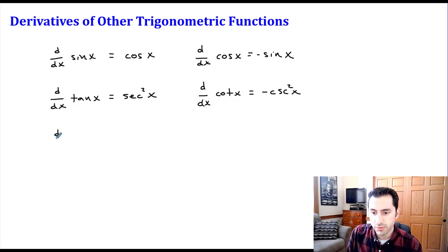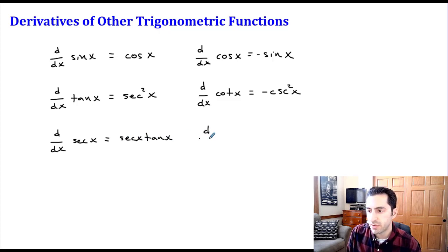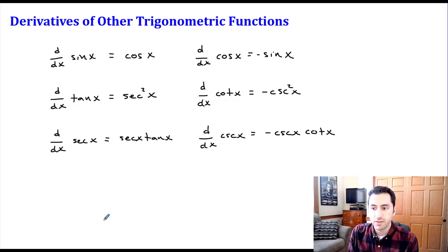And our last two: the derivative of secant of x, so secant is equal to 1 over cosine, is going to be equal to the secant of x times the tangent of x. And the last one, the derivative of cosecant of x, we end up with negative cosecant of x cotangent of x. So taking a look at these, there are some relationships between them.